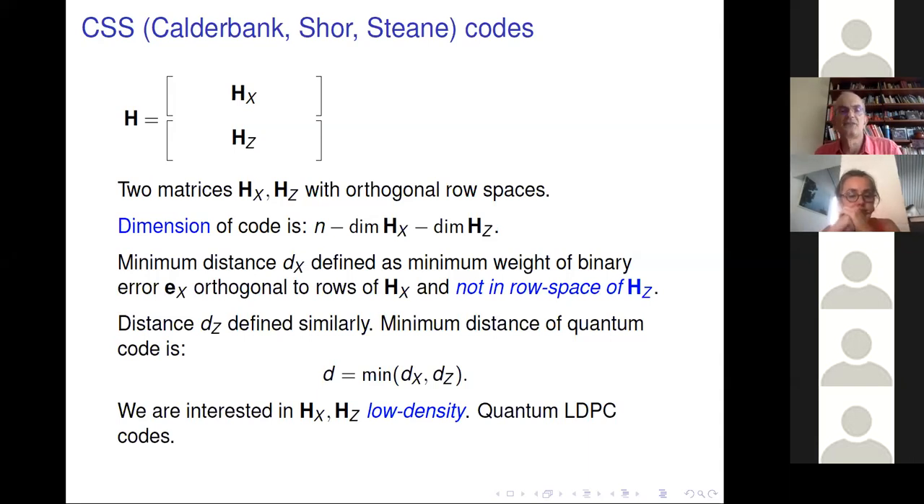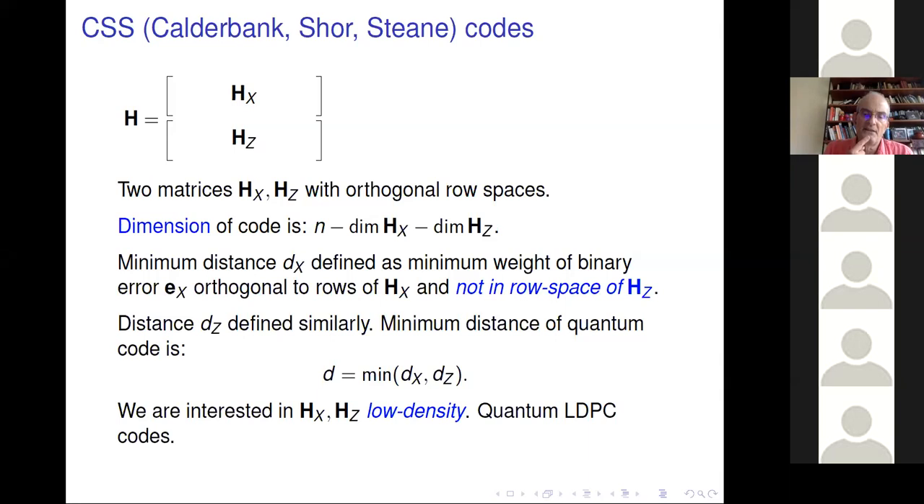And there are two minimum distances that we can call dx and dz, and they're defined as the minimum weight of a vector which is, say, orthogonal to the rows of HZ and not in the row space of HX, of the other matrix. Similarly, we define the other distance dz, and the proper minimum distance of the quantum code is the minimum of those two x and z distances.